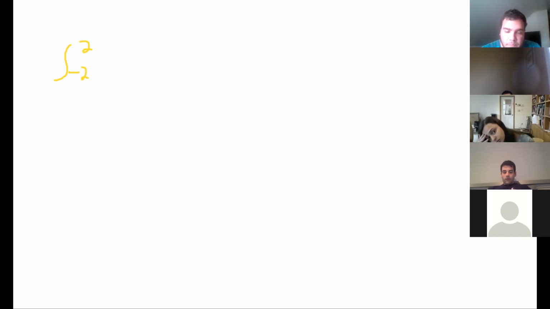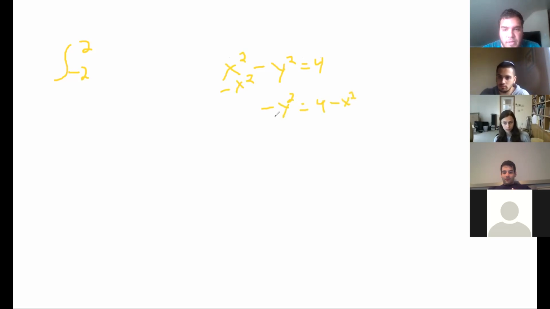But remember, we're trying to integrate with respect to y. So right now the equation is x squared plus y squared equals 4. When we plug it into the integral, we want to have it equal y. So I'm going to subtract x squared on both sides. I got y squared equals 4 minus x squared. So this one is not important.